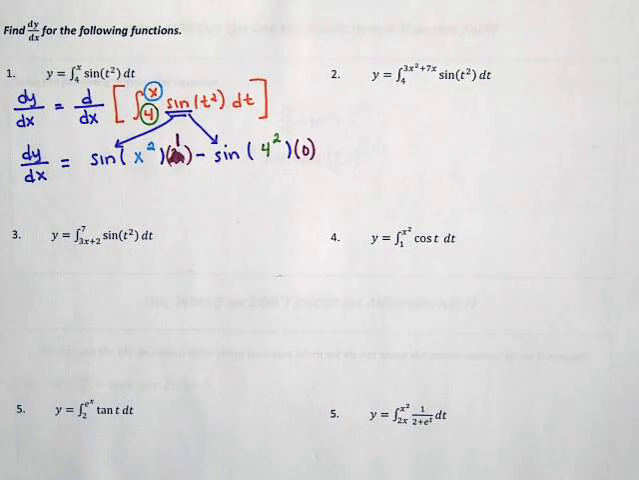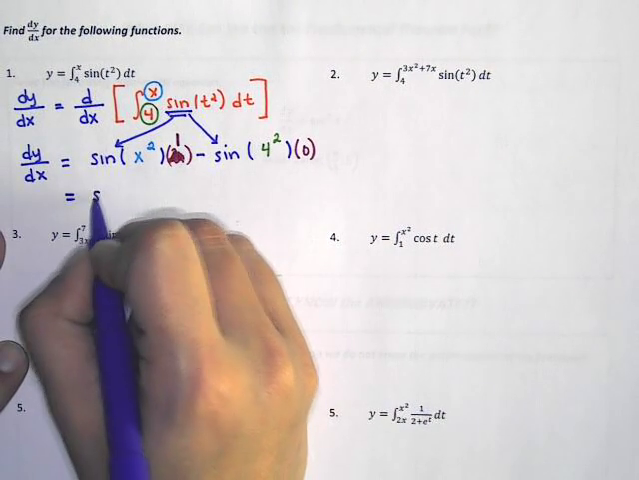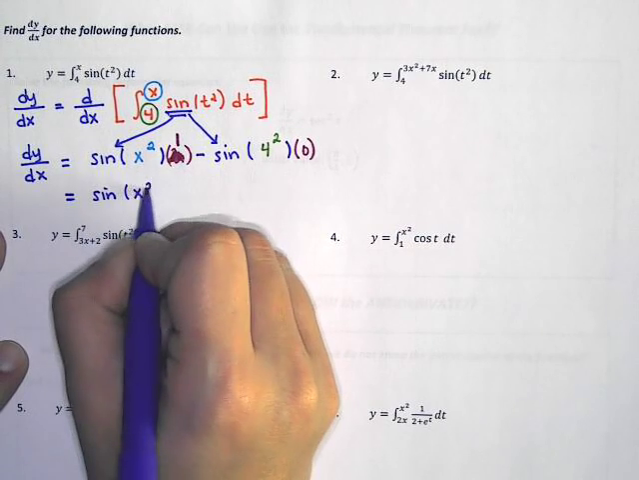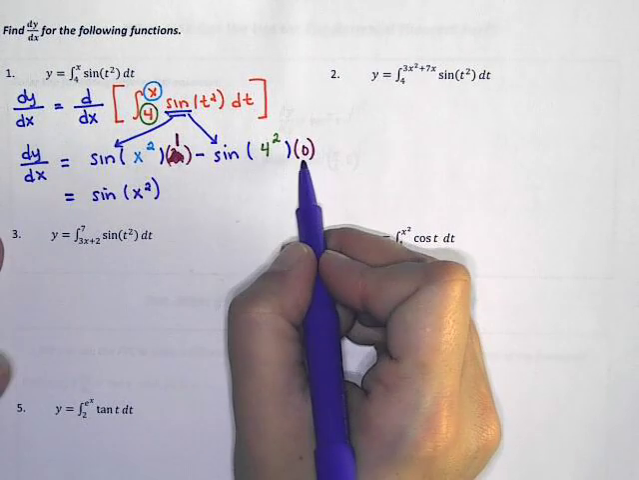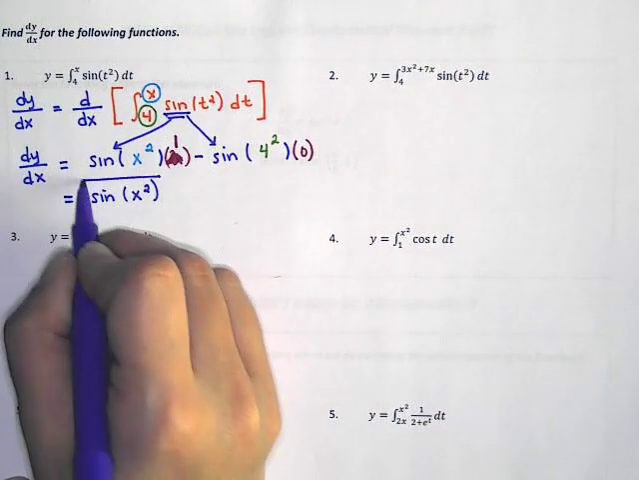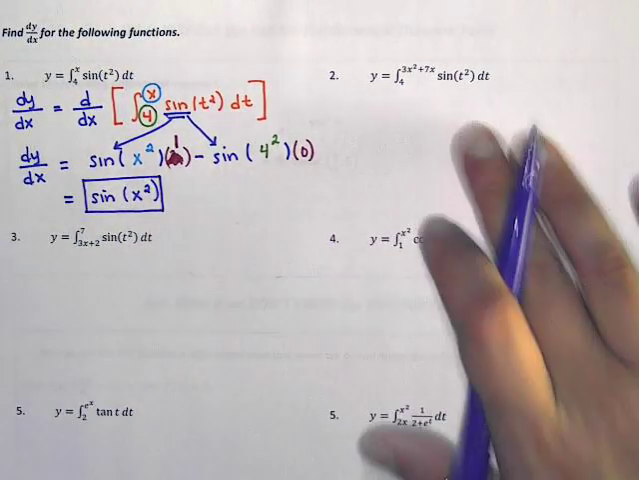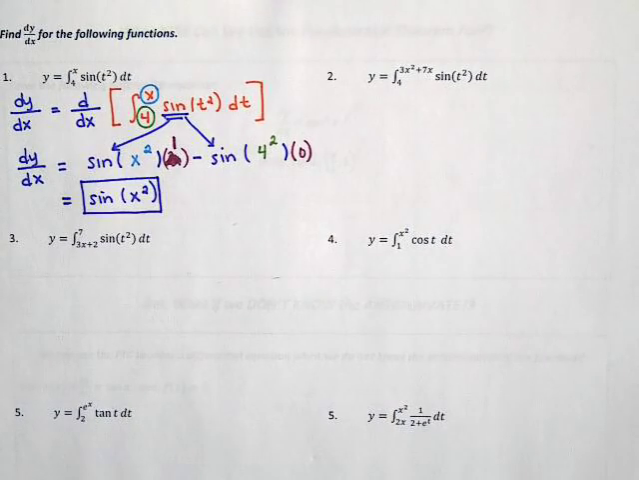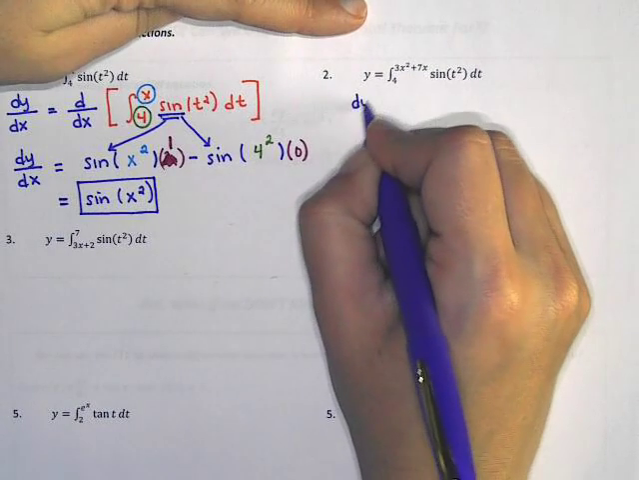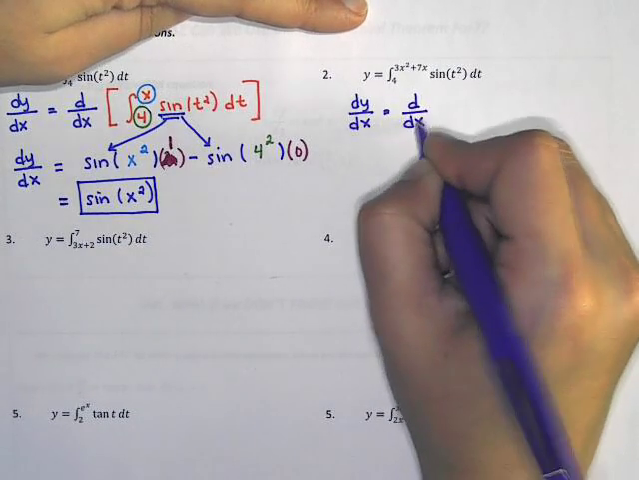So now let's look at how this simplifies. When we simplify this, here's what we're going to get. Multiplying by 1 doesn't change anything, so I would still have sine of x squared. Multiplying by 0 just turns that into a 0, so I don't need to write anything, and my answer would just be sine of x squared. Now let's try this problem, number 2. So, to take the derivative of y, I would need to take the derivative of this function that y is equal to.